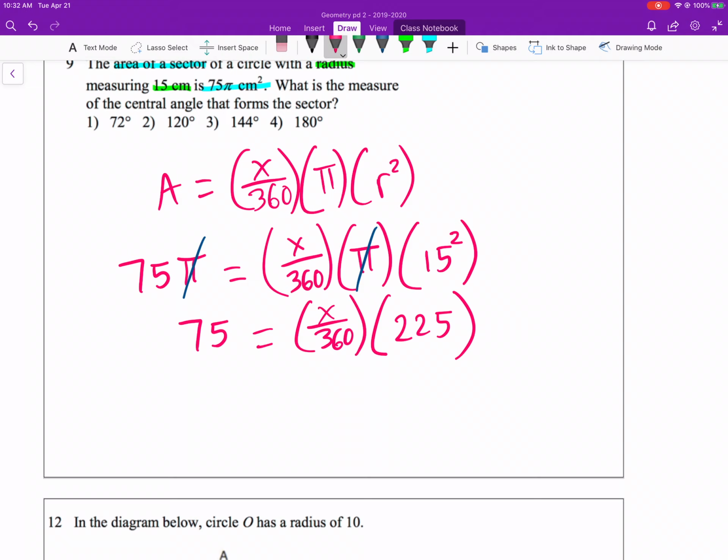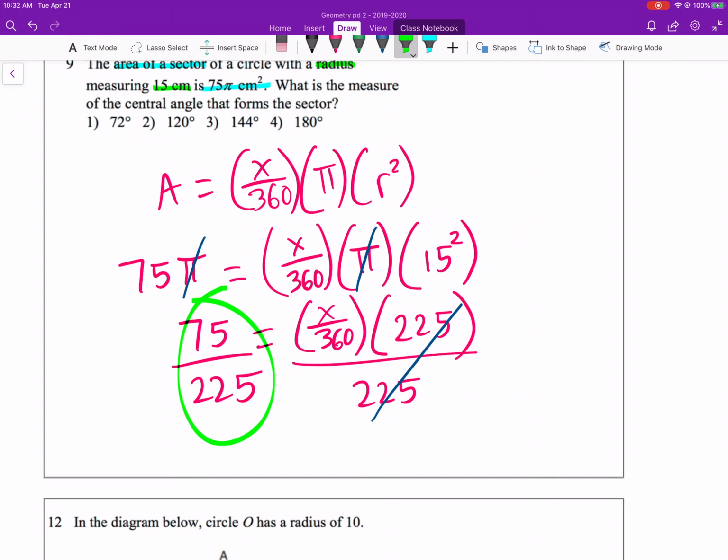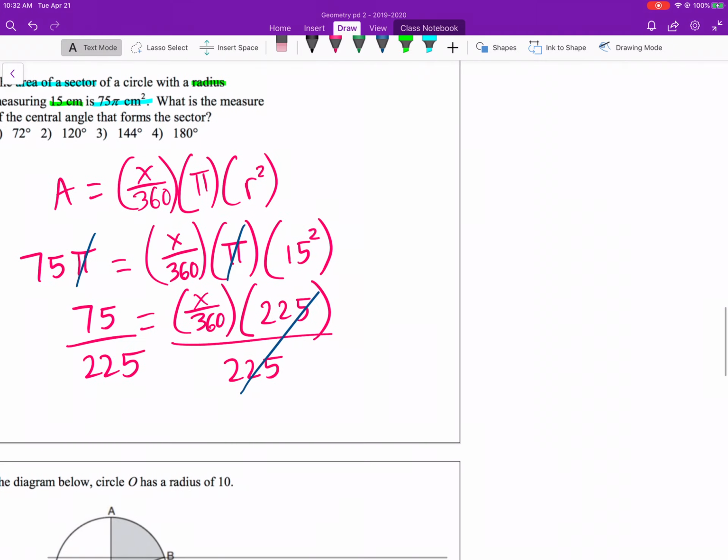Now we divide out the 225. We're getting everything away from x. So divide out your 225. Your 225 is gone. Now, 75 divided by 225, you're going to get some decimal, but you don't want to write it out. You want to keep it as a fraction. That's the easiest way, I think, at least, to solve. So your 75 over 225, don't actually divide it, just leave it as is. So essentially what you're left with on the left side of the equation is 75 over 225, and on the right side of the equation, you're left with x over 360.